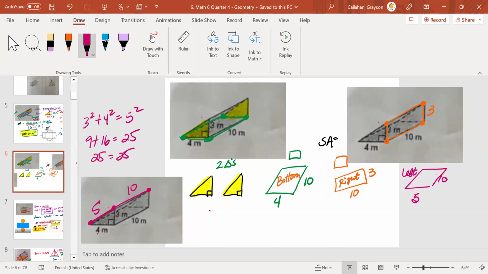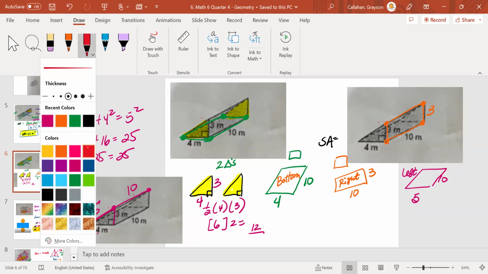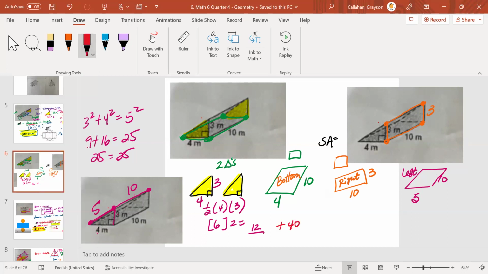So let's add them all together. With this triangle, from here to here is 4, from here to here is 3, right? The area of a triangle is 1/2 base times height. Half of 12 is 6, but there are 2 triangles, right? So it's going to be 12, correct? Then the bottom, 4 times 10 is 40. That's another one, right? Then this right side is 10 times 3, which is 30, correct?